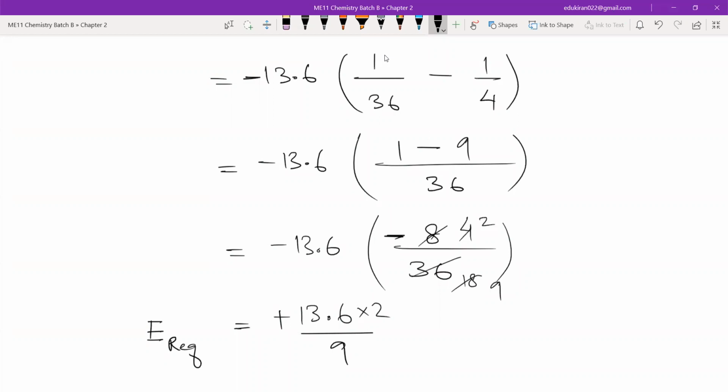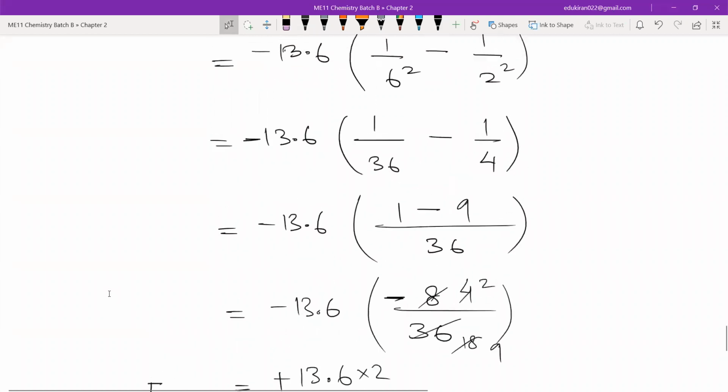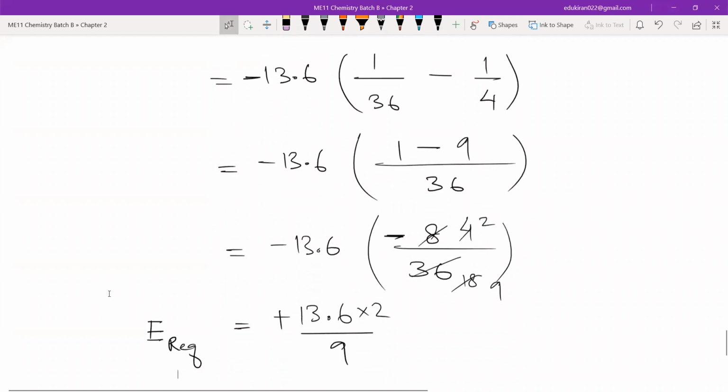It is coming to be 3.022. I hope I didn't make any mistakes anywhere. Did anyone else get the answer? Yes, sir, you're correct, sir. 3.022, right? Yes, sir. Okay.